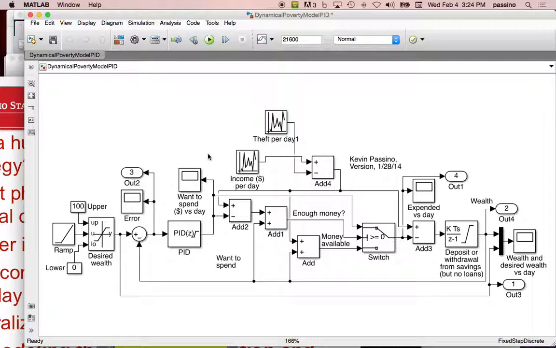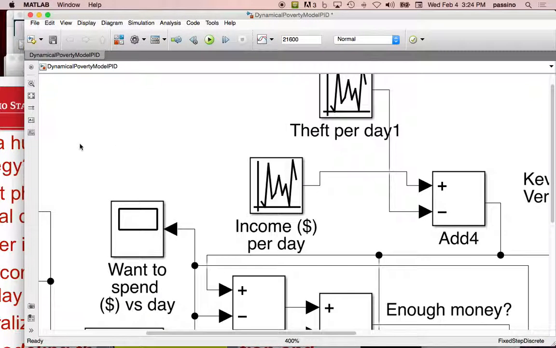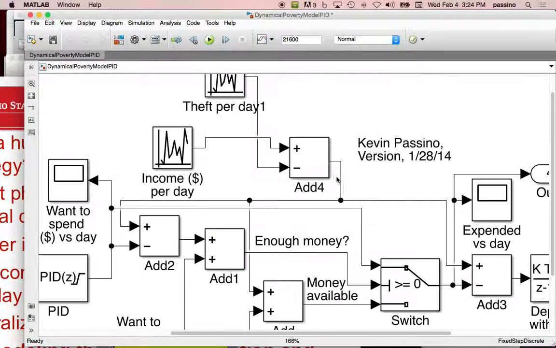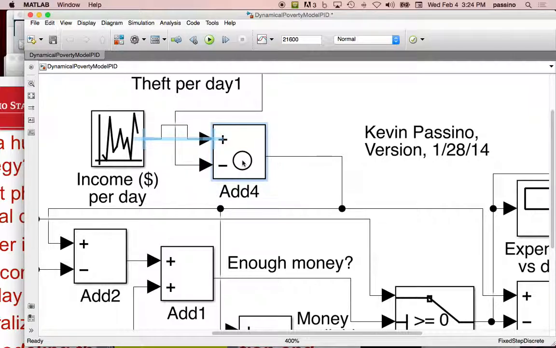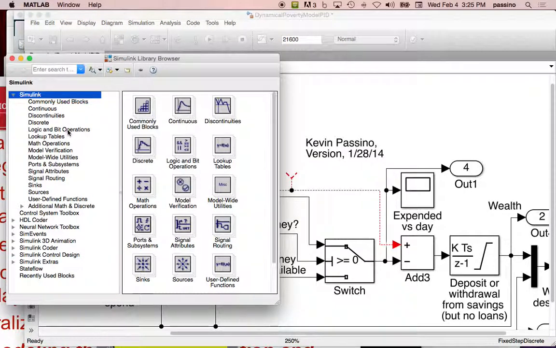But let's ask the question, I still would claim there's something wrong here. What is it? Yes? You can't steal income you don't have. Exactly. So if the income that day was zero, this would take 50 cents off of zero. So how do you fix that? Where do we want to do that? Let's take this guy, pull him over here. Let's take this guy and pull him over here. Go up here.